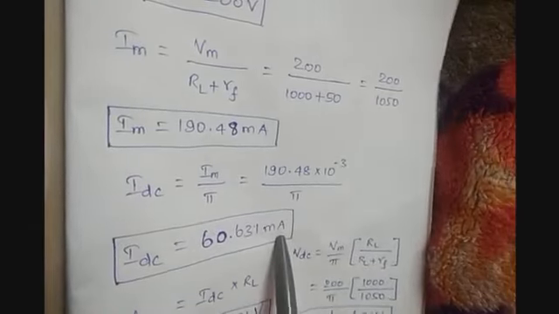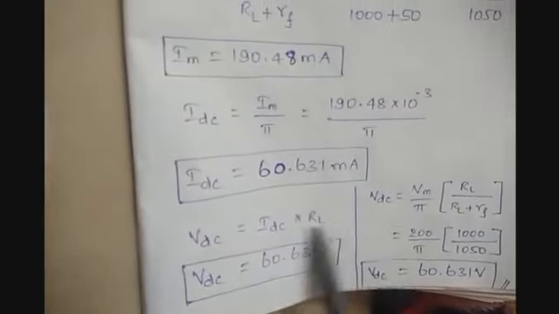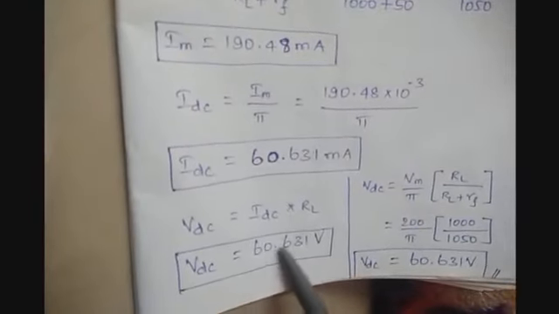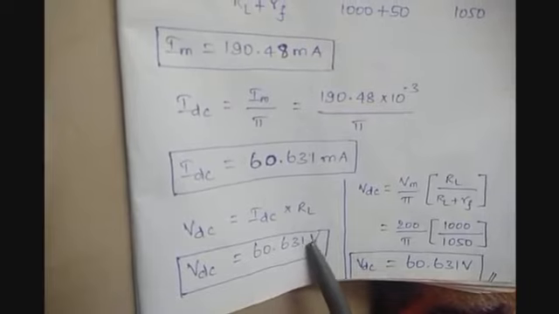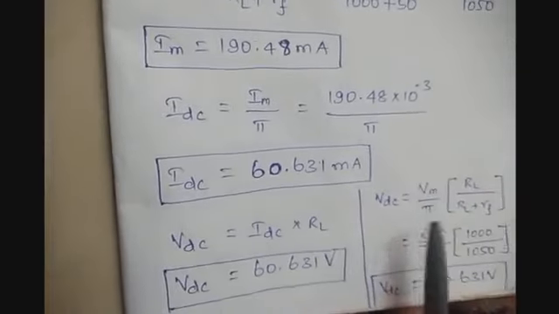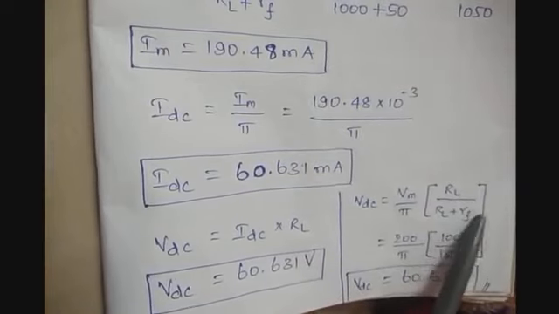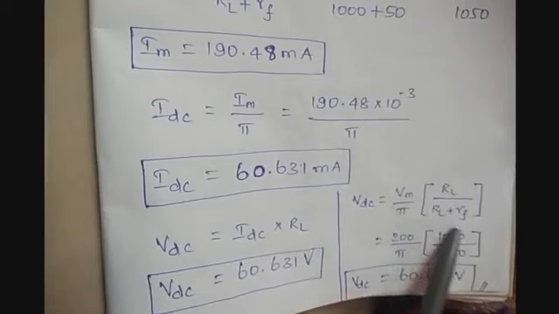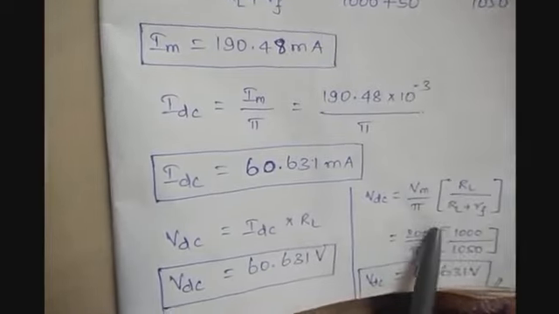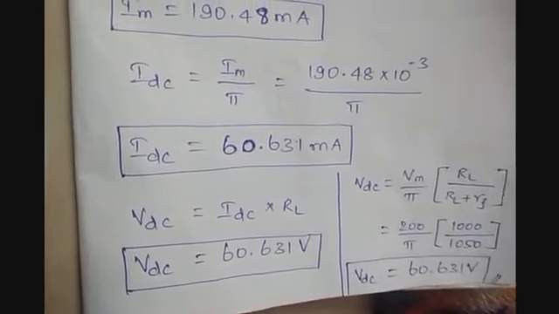60.631 milliamps. Then VDC value we can calculate in two ways. VDC equal to IDC into RL. This is one form. We will be getting directly 60.631 volt. Or otherwise you can use this formula also. VDC equal to VM by pi into RL divided by RL plus RF. Here RF is given, that's why we have to take this one. This we are getting because of the voltage division in the secondary side. Simplify this, we got the value 60.631 volt.